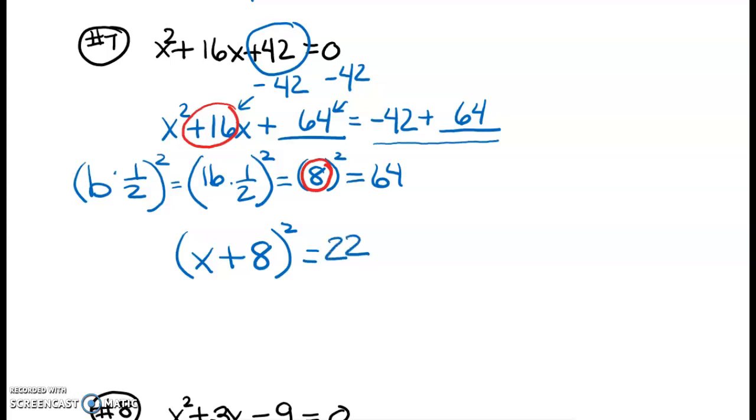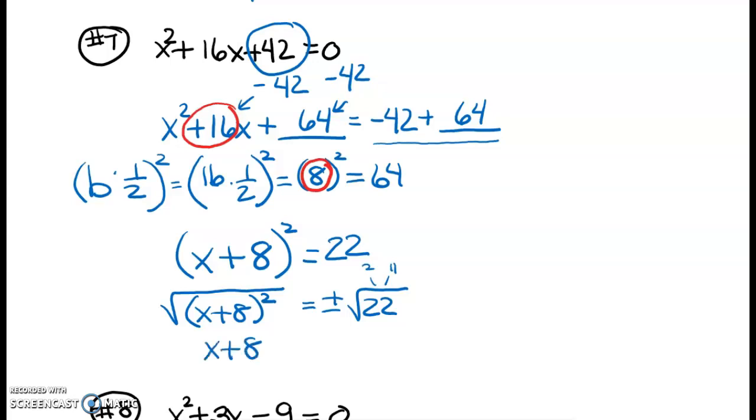So now I'm going to use my square root property. I'm going to take the square root of both sides, and I can't forget the plus or minus. And I know that 22 is 2 times 11. I don't have a group of 2 of the same numbers, so that's not going to reduce. So I get x plus 8 equals plus or minus the square root of 22.